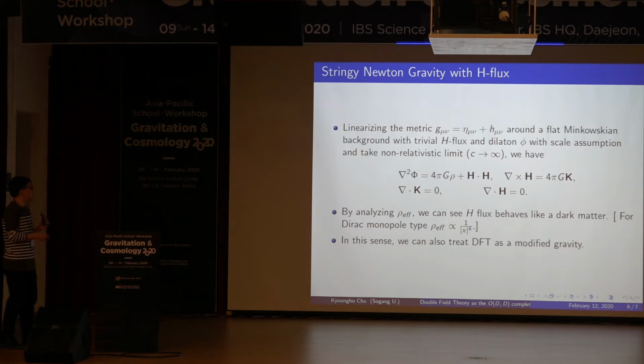So the next step is linearizing the metric like usual in GR, and taking a non-relativistic limit. We have those 4 sets of equations, and by analyzing the effective mass density, we see the H flux behaves like a dark matter. So in this sense, we can also treat double field theory as a modified gravity.